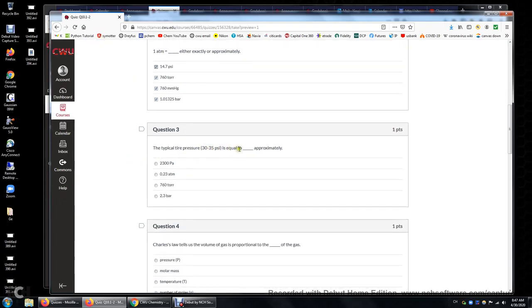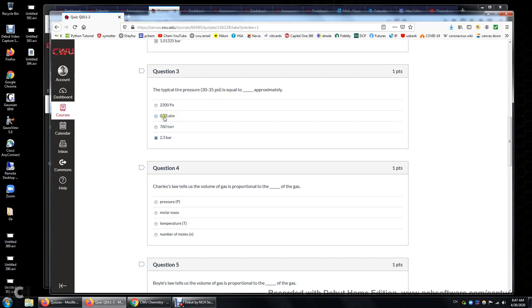The typical tire pressure is equal to, okay, we have 4 different units here. Over here, we have 30 to 35 psi. So let's take the average, roughly 32, 33 psi, divided by 14.7. I think it's roughly 2.3 ATM, and therefore it's roughly 2.3 bars. Again, 1 ATM is roughly 1.01 bar, or you can say roughly 1 bar. This number is off by a factor of 10.